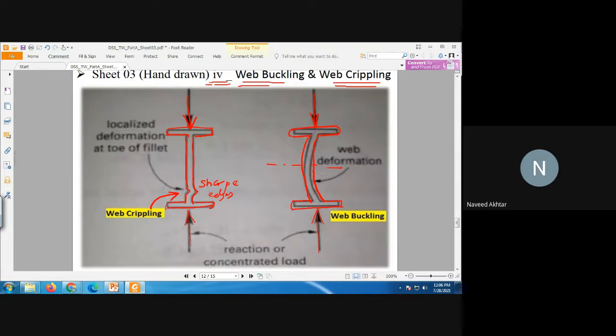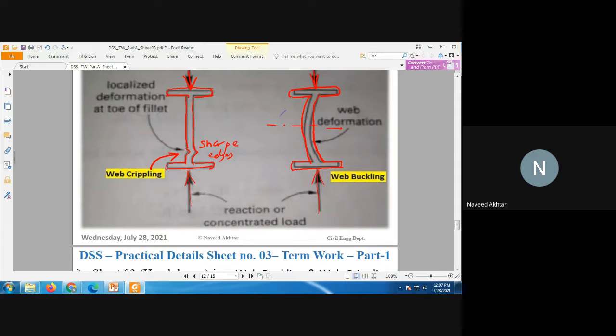Okay, so you should know this is buckling of your web due to the shear force or concentrated load on the section. To avoid this, in a plate girder or beam or girder, you can provide a stiffener.